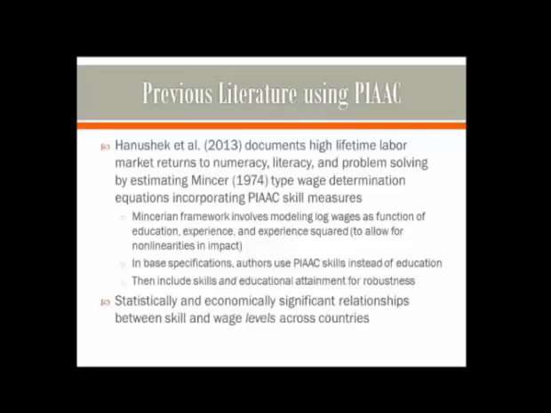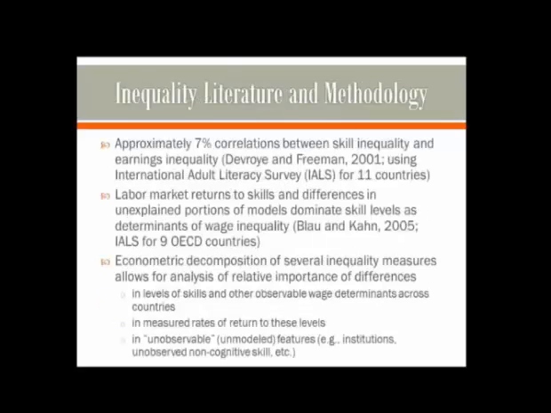There is, of course, some previous literature that has looked at market returns to literacy, numeracy, and problem solving. There's a paper by Hanushek in 2013, and if I had known about the previous paper that was just presented, I would have added that here as well. But these studies are basically looking at returns to skill, and the Hanushek paper, Hanushek and co-authors, find statistically and economically significant relationships between skill and wage levels. Of course, I'm taking this in terms of looking at inequality. So while this literature is definitely very interrelated, this is a next step in terms of looking at inequality across countries.